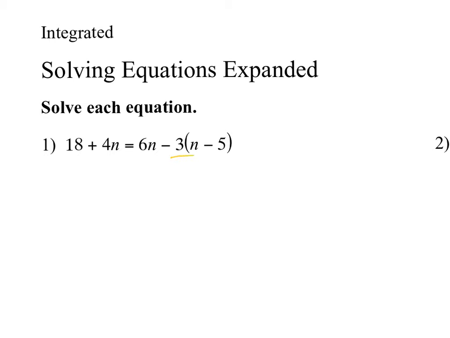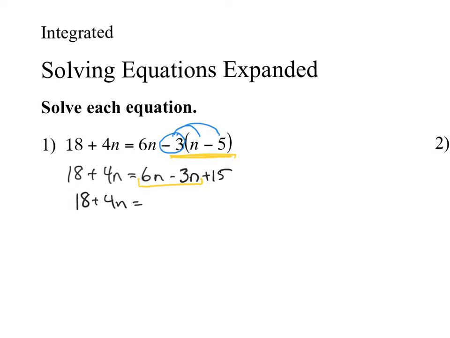I definitely see I've got some parentheses here I want to get rid of, so that's going to be goal number one. Take that -3 and come all the way across here. So if we do that, I get 18 plus 4n equals 6n minus 3n plus 15. Good. Okay, now we get to just combine like terms, right? So we're going to go here. Yep, that looks good. And we're going to go 18 plus 4n equals 3n plus 15.